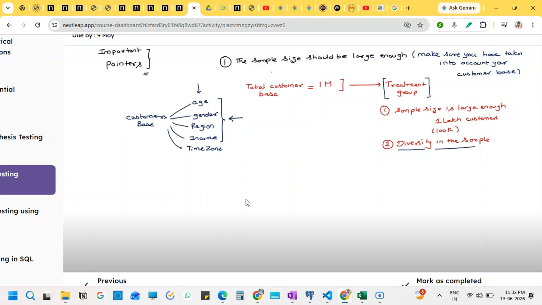Otherwise, your test will not be as accurate as what you will get when you make sure that your sample size is large enough and it is diversified. That is one important parameter. This is very important. This is also one of the interview questions: what important parameters should you consider while designing your A/B test?